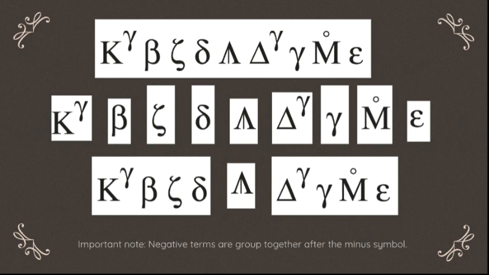Important note, negative terms are grouped together after the minus symbol. That means triple the square of the unknown plus 5 units is negative. This one here is negative. Why? Because of the rule, which is all groups after the minus symbol are negative terms. That means these terms right here are all negative.